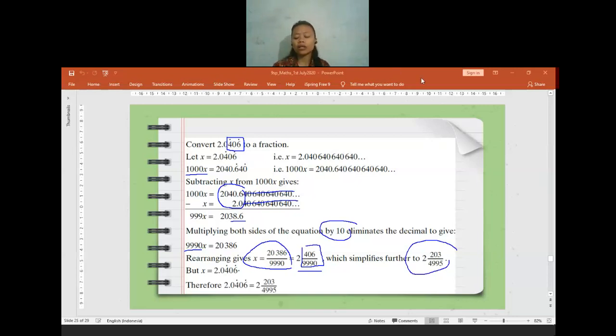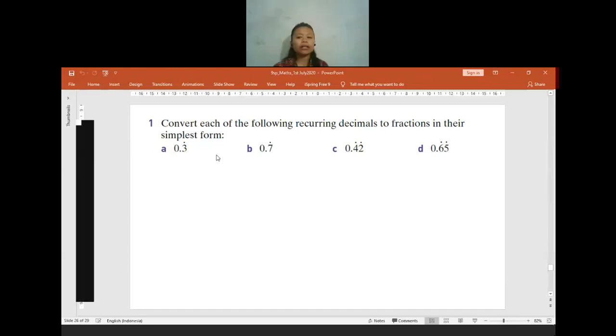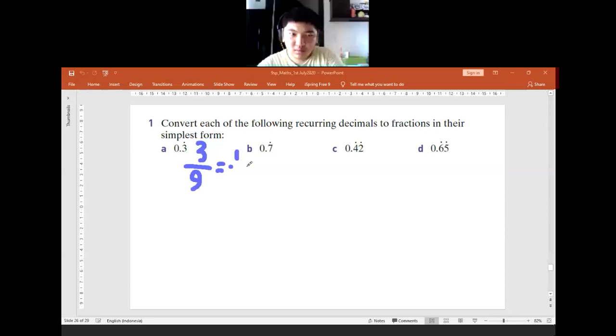Anyone want to try to find what is the answer in question 1A? 0.3. 3 out of 9. Okay, can you simplify it, Mike? 3 by 9, both of the... 1 out of 3. Okay, good job. Is there anyone who gets confused? Why is it 3 by 9?